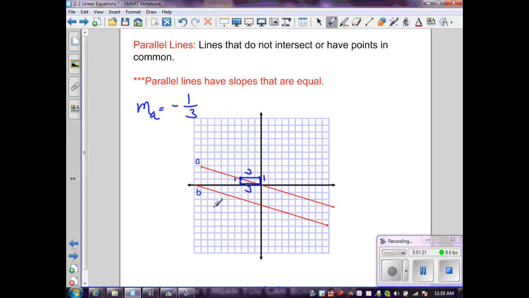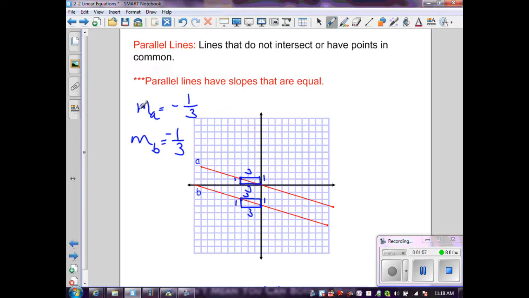Now, if we do the similar situation for B, it looks like I'm intersecting here and also here. And I count down 1, over 3. Similarly, I could count over 3 and down 1. Either case, I get a rise of 1 and I get a run of 3. So my slope of line B, rise over run, is 1/3. Since my line is decreasing from left to right, it is also negative.